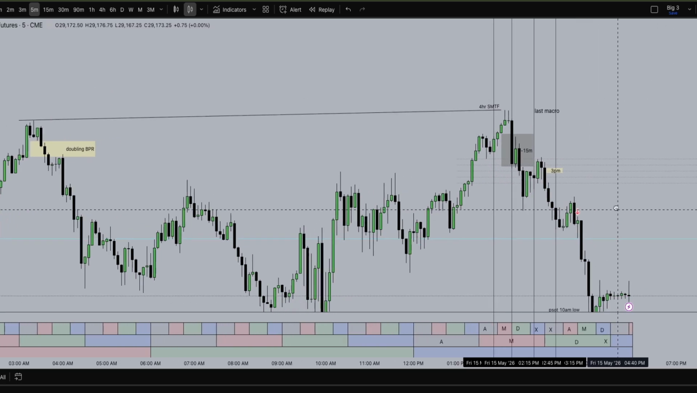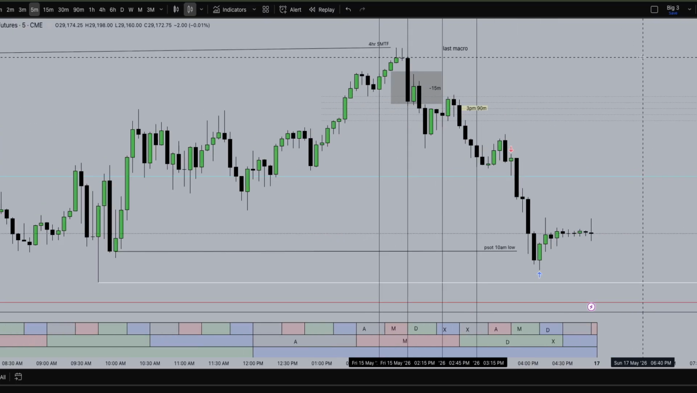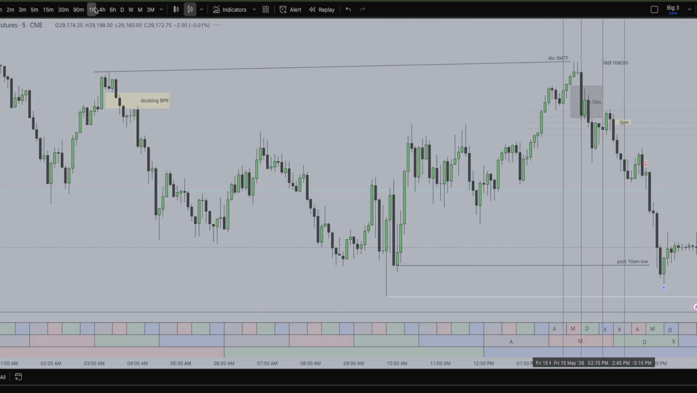So this is an old ICT concept, and we're going to talk about the last macro of the day and why it actually incorporates quarterly theory. But let's refer to our 4 hour first.